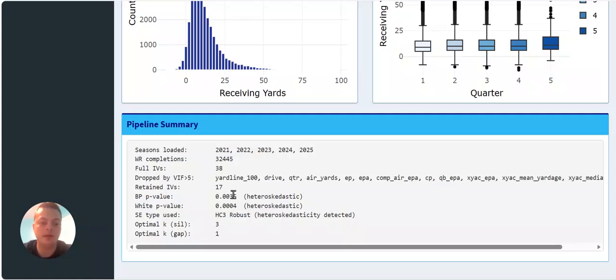And there were no independent variables removed due to the Breusch-Pagan test and the White test showing heteroscedasticity. And the optimal K value based on the silhouette method ended up being 3, and the optimal K value based on the gap test ended up being 1.